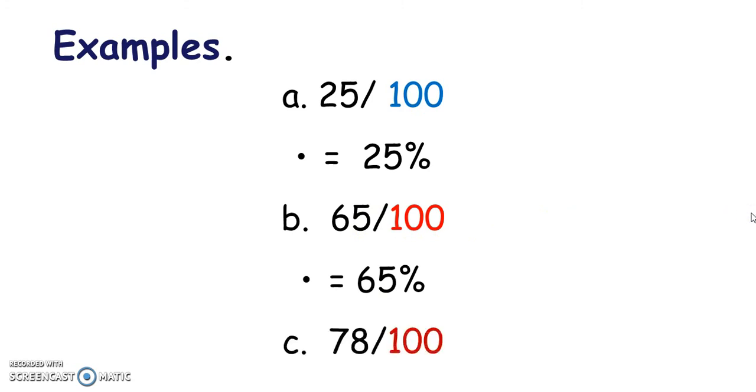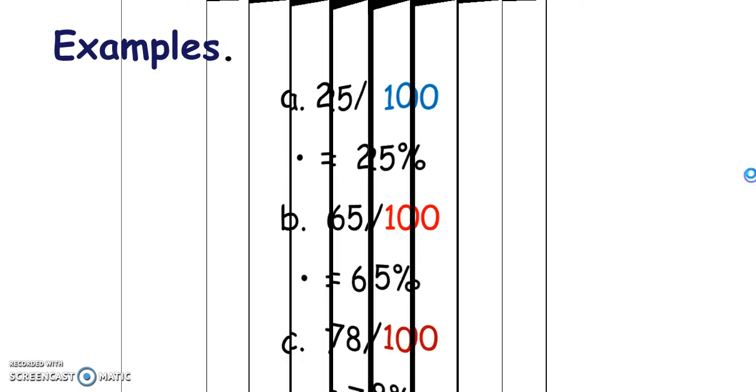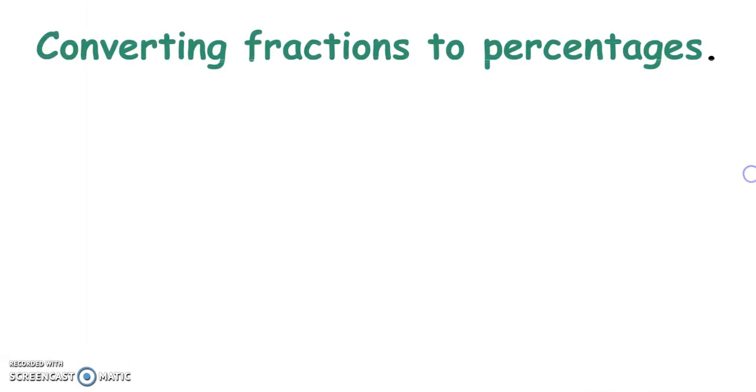Another example, 78 over 100. Again, the denominator is 100. It means you just write the percentage as 78%. But sometimes a fraction may have a denominator other than 100. It may be 4, it may be 5, it may be 20, it may be 25. Then how can you convert that fraction into a percentage?